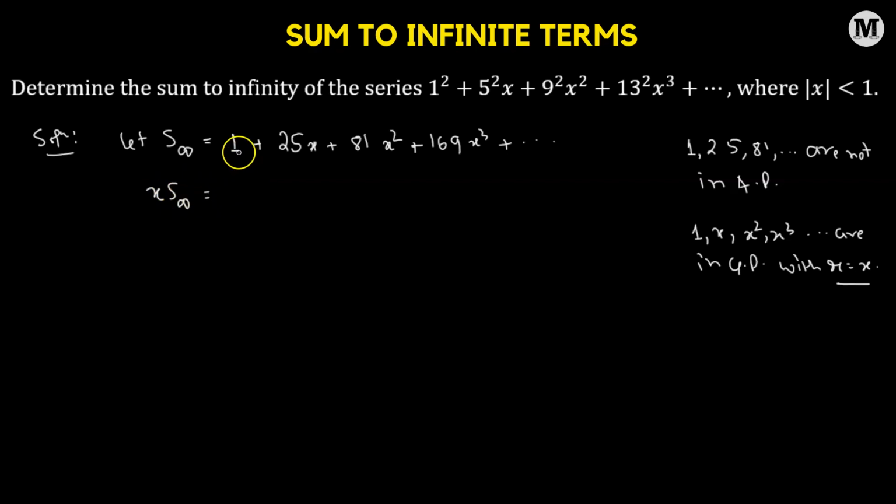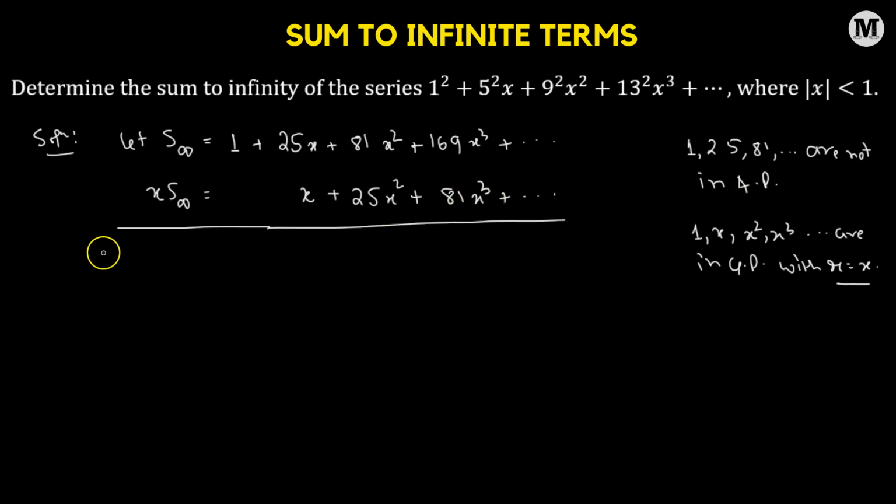So we'll take the first term 1 and multiply it with x. That gives us simply x added to 25x multiplied by x gives us 25x squared added to 81x squared times x gives us 81x cubed. And this keeps on continuing. Now what we'll do, we'll perform a subtraction here. So we have 1 minus x multiplied to S infinity. So that gives us 1 added to, now 25x minus x, that's 24x added to 81x squared minus 25x squared. So that's going to give us 56x squared. Then 169x cubed minus 81x cubed, that gives us 88x cubed. And we have the remaining terms.